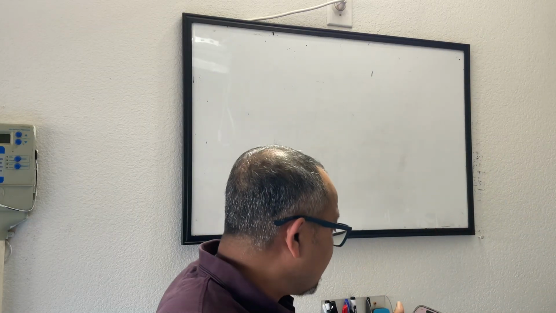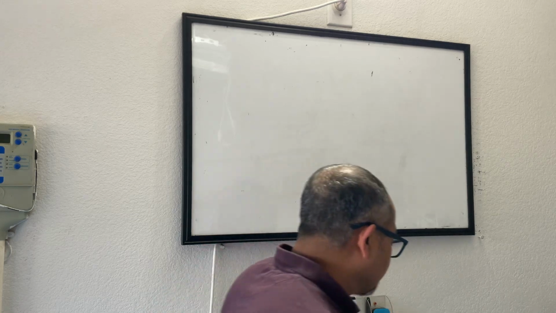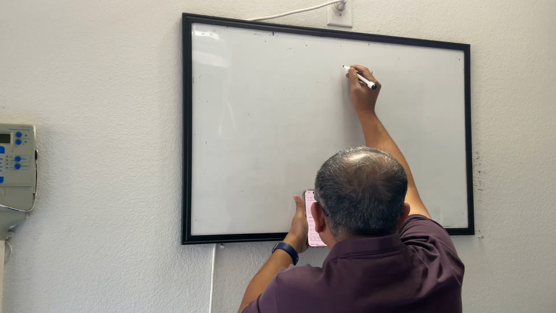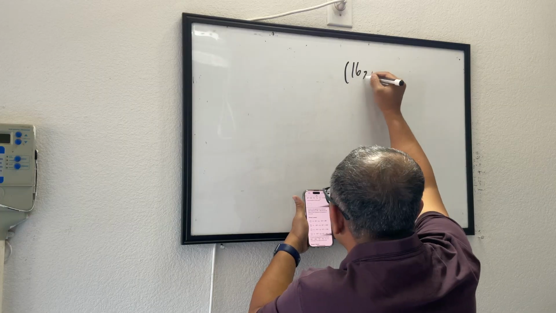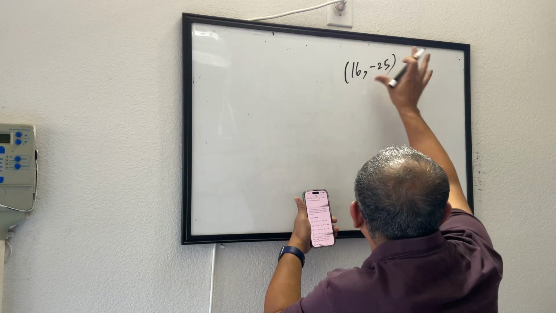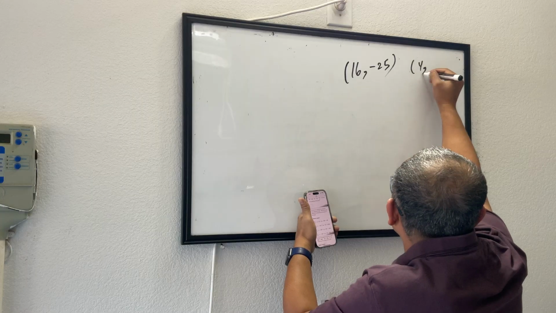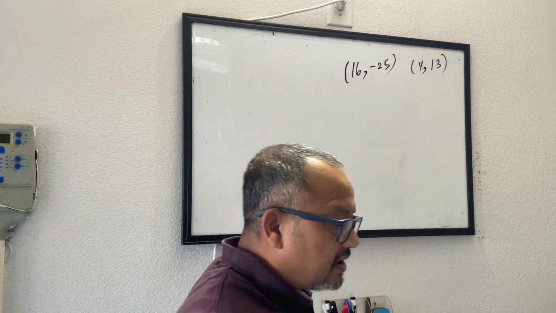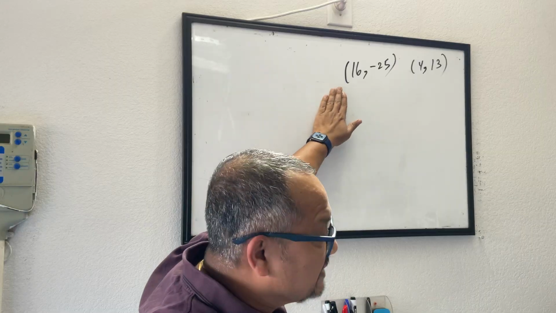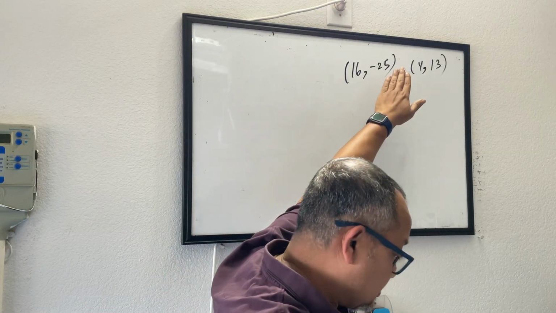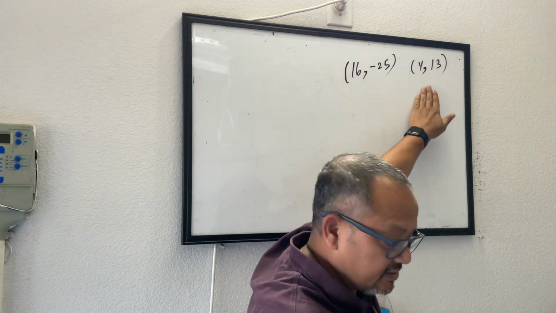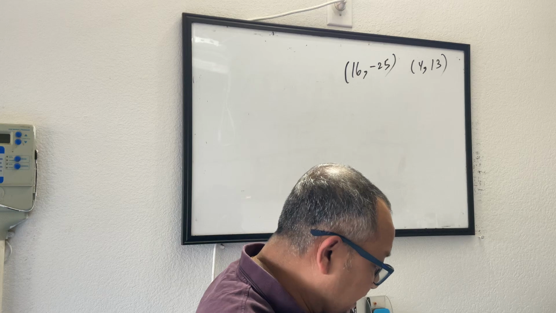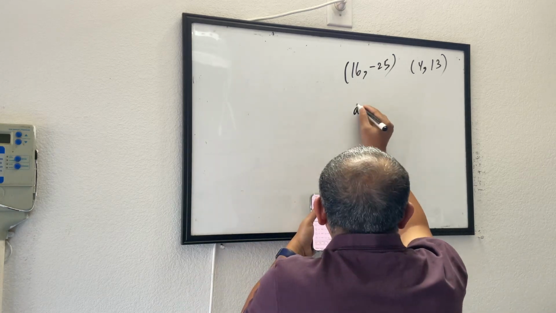Okay, the next question is, a circle in the xy plane has a diameter with endpoints 16, minus 25 and 4, 13. Which of the following is an equation of the circle? And we are given 4 options.